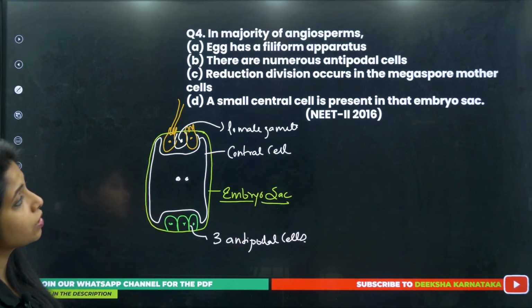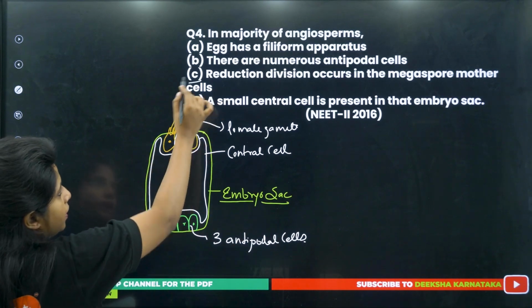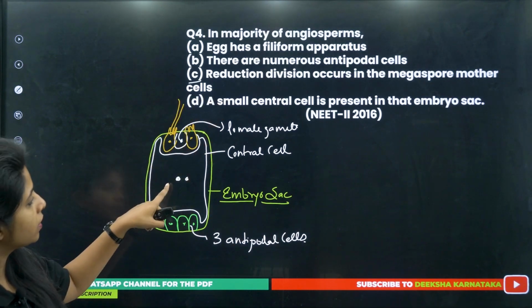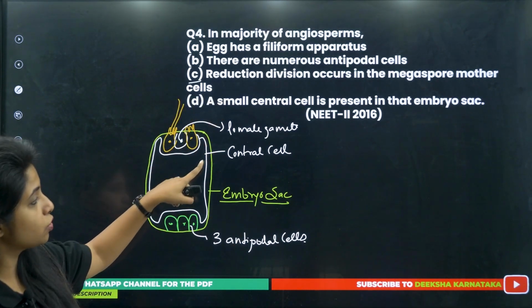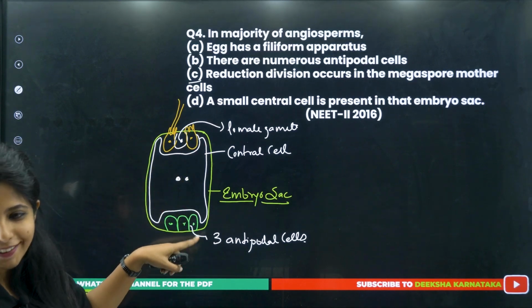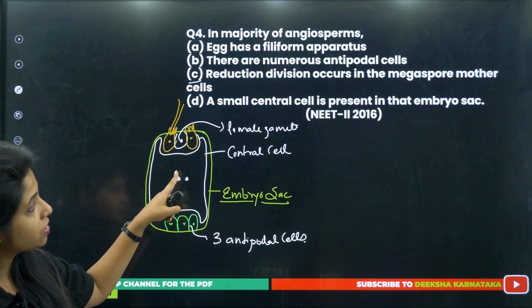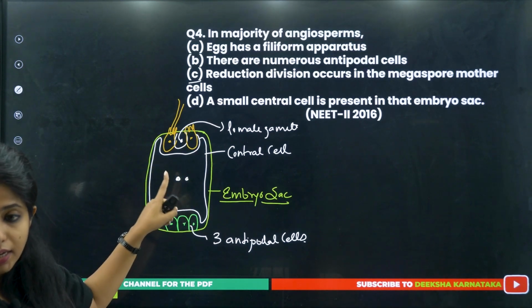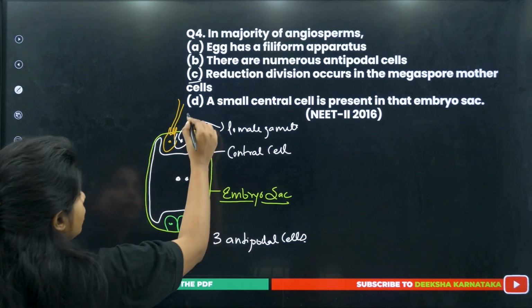Now reduction division occurs, that let's keep on hold. A small central cell is present in the embryo sac. Do you think that this is small? I think the other ones are small. This cannot be small. This is the central cell. This is a very big cell. This is the largest cell of the embryo sac. So this is again wrong.